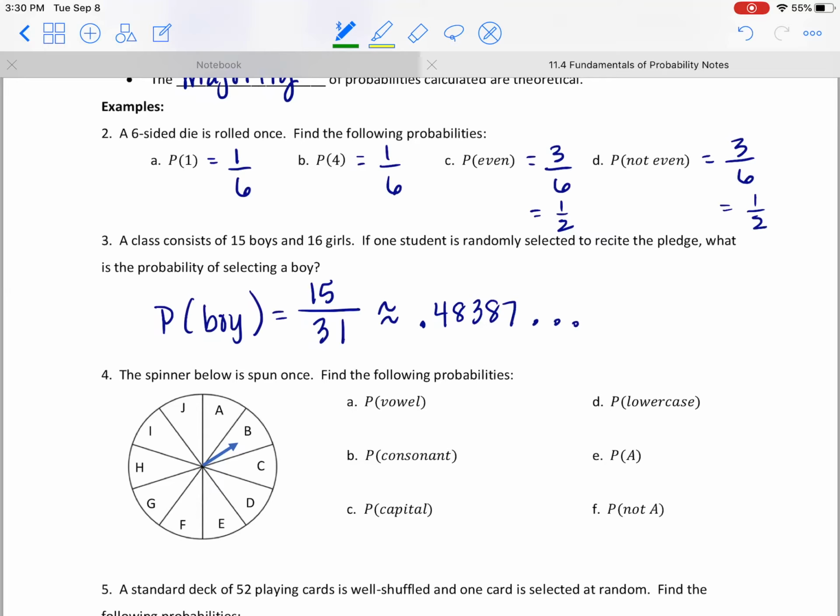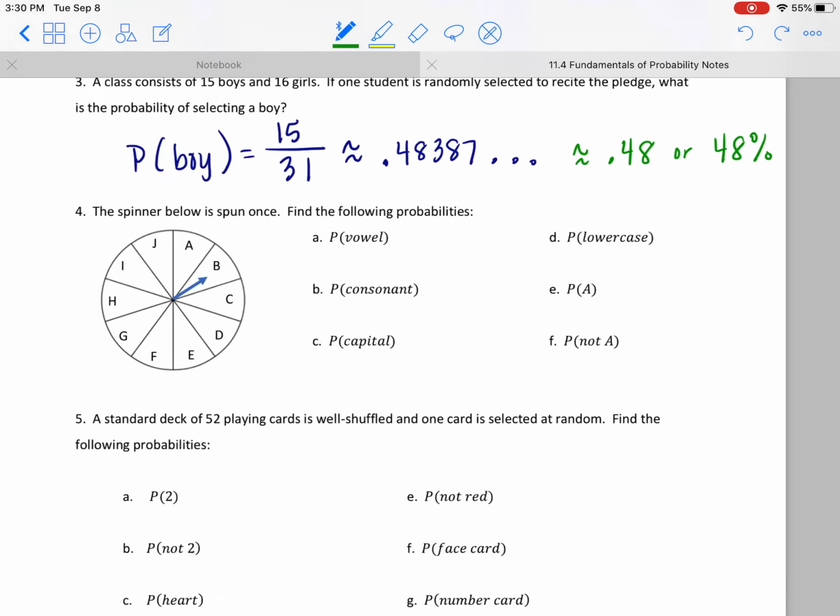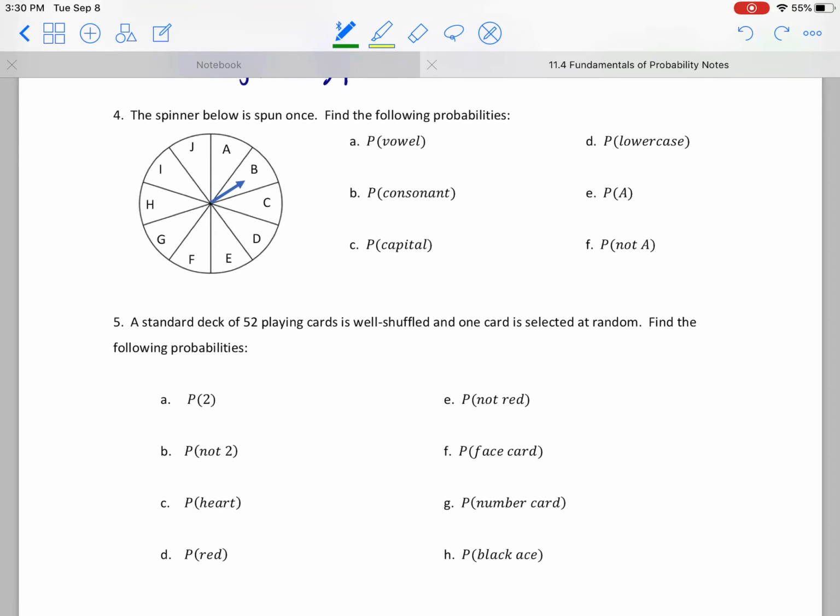Okay, so we're going to say this is approximately 0.48 or 48%. Any of those answers would be fine. In fact, again, I'm really totally fine with just the fraction, but when you get to your practice, you're going to have to be able to input multiple formats. Okay. Alright, let's try the next one.